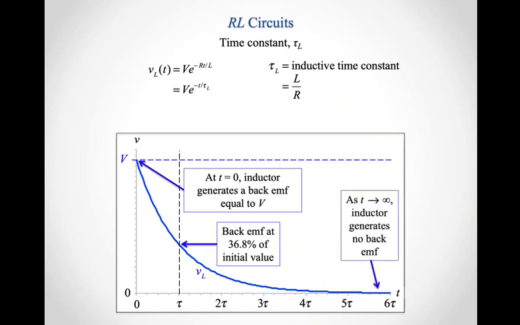Once I wait long enough so that I can say that T is approaching infinity, my inductor's not generating a back EMF anymore. The current's simply flowing through my inductor as it's adjusted to the new current.